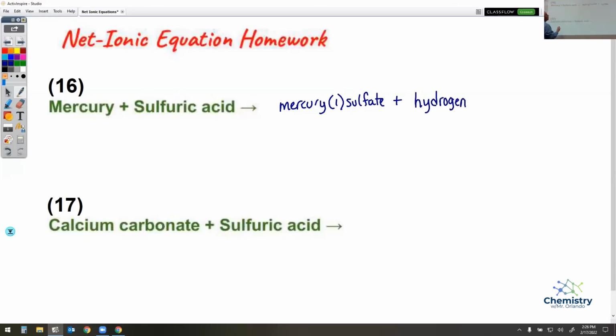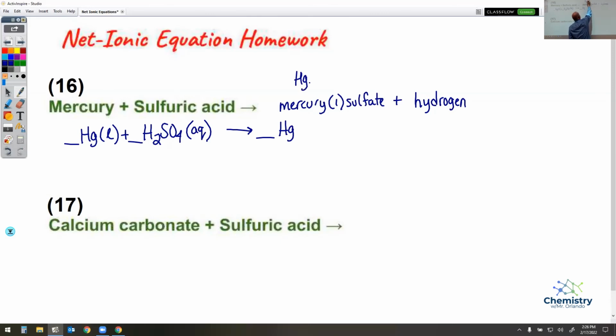Looking at the chemical formulas, we have mercury, which is a liquid, reacting with sulfuric acid, H2SO4. Remember that we write acids as aqueous solutions. On the right side of our equation, we have mercury 1 sulfate. Remember that mercury 1 is Hg2 with a 2 plus charge. Sulfate is SO4 2 minus. So we wind up with the formula Hg2SO4. The 2 plus and 2 minus cancel out.